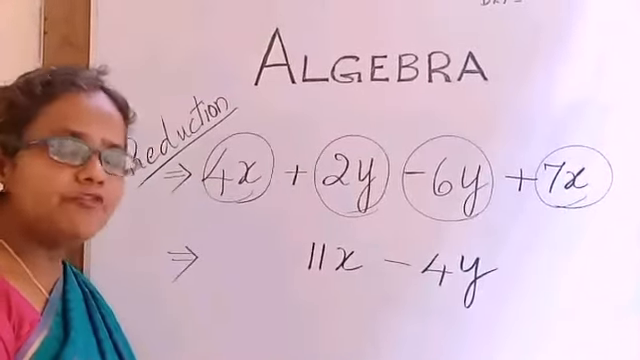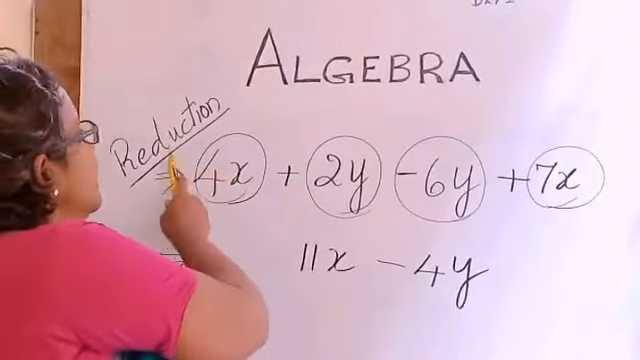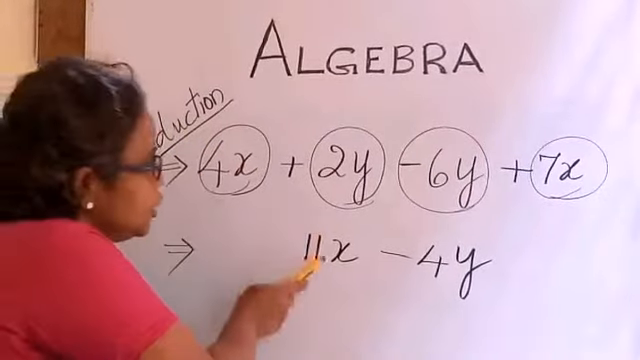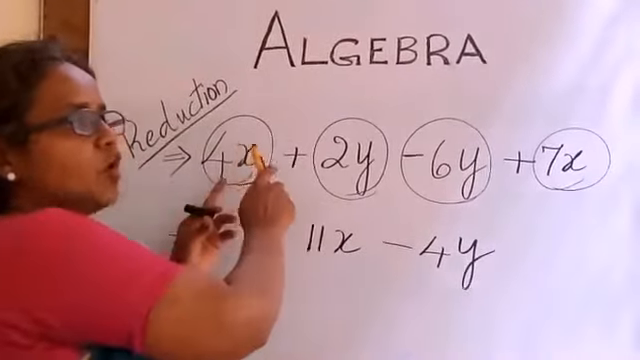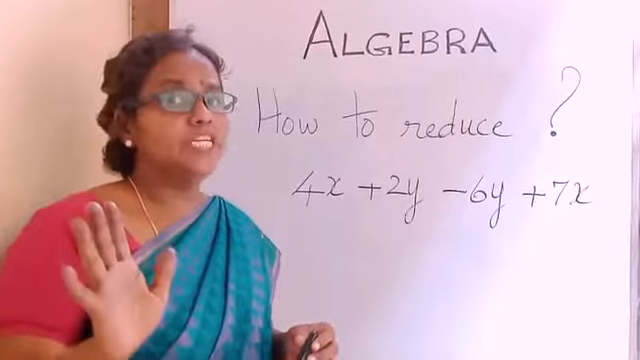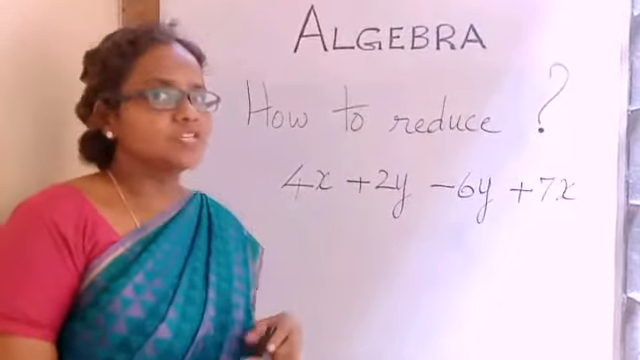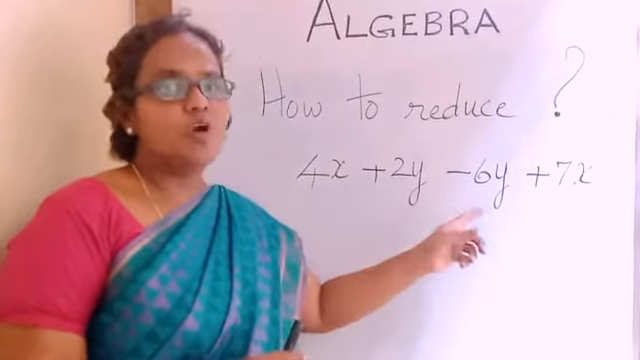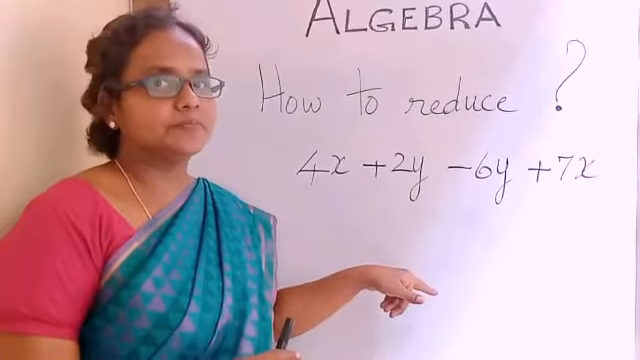So what do you understand from this session? You understand that a larger algebraic expression can be reduced to a smaller algebraic expression since it involves, say, like terms. Children, everything is fine till now, but I did not teach you how I did the reduction. Now I will concentrate on how I did the reduction of this larger algebraic expression into a smaller algebraic expression.